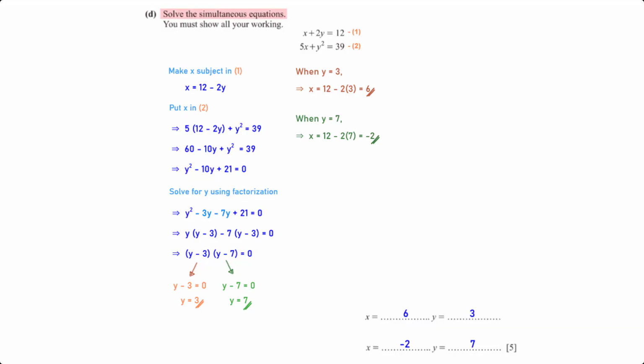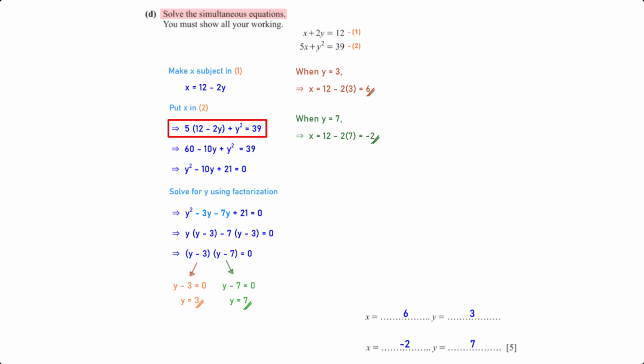Solve the simultaneous equations. You must show all your working. First, let's label the given equations. We'll be using the substitution method. When we make x the subject in equation 1, we get x equals 12 minus 2y. When we plug in x equals 12 minus 2y into equation 2, this is what we have.